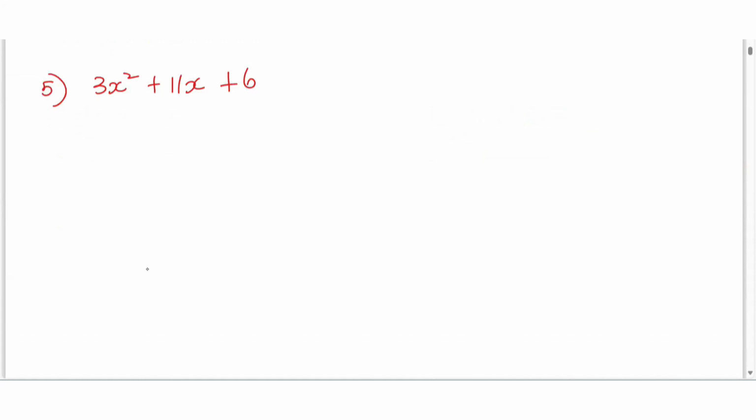Factorize by the AC method. It's a quadratic expression. You could see the x squared and the x. So it's in a quadratic format. So we're going to list our A, our B, and our C.